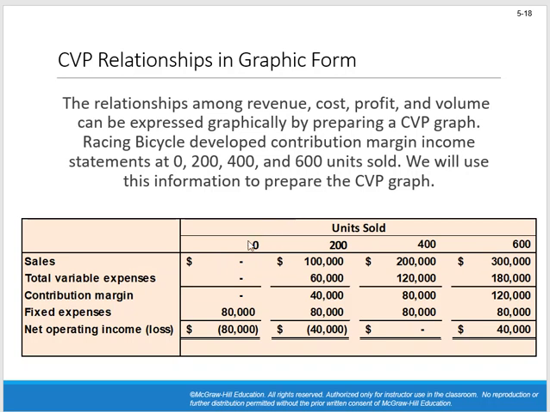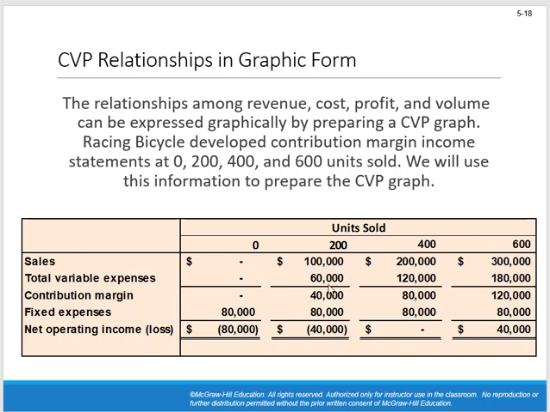So at 0 units sold, we just have our fixed expenses, 80,000. And that's always the name of the game. If we know what our fixed expenses are, we want to figure out how can we generate enough contribution margin to cover those fixed expenses and hopefully provide for some profit. Well, 200 bikes results in $100,000 in sales, $60,000 in variable expenses, and therefore contribution margin of $40,000.